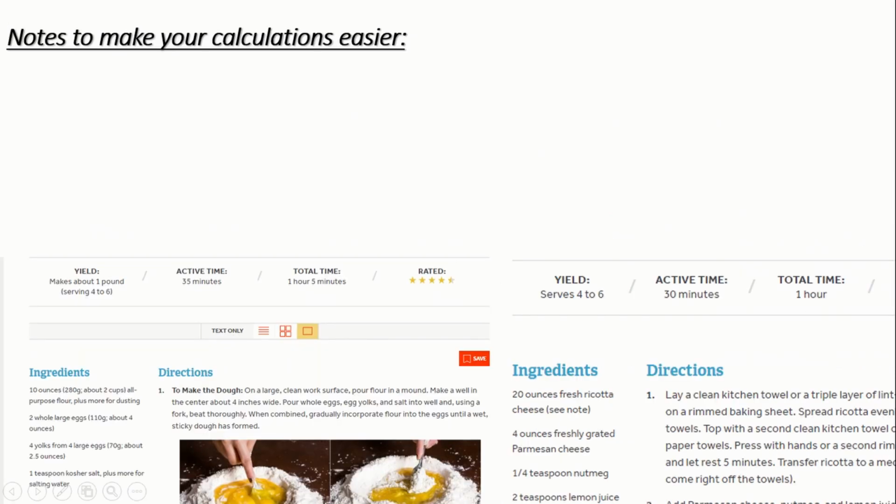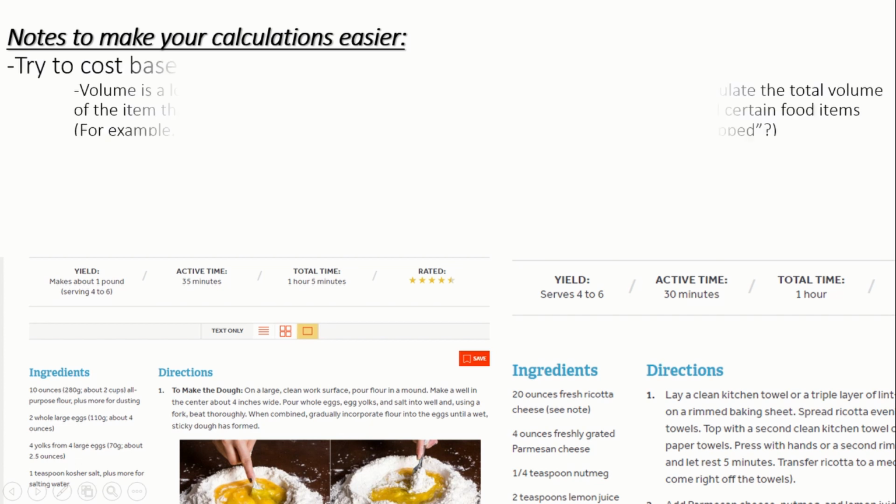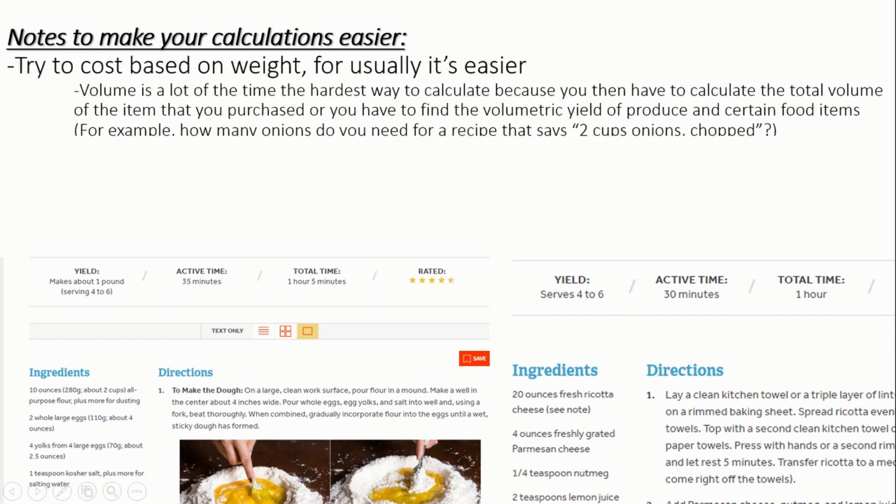Okay, so a couple things with recipe costing, just to make your calculations a little easier. In this video, I'm going to be going over a couple of my preferences when it comes to food costing and recipe costing. You may choose to do things a little bit differently, but I'm just going to go through my preferences, as well as explain the best I can why I want to go with those preferences.